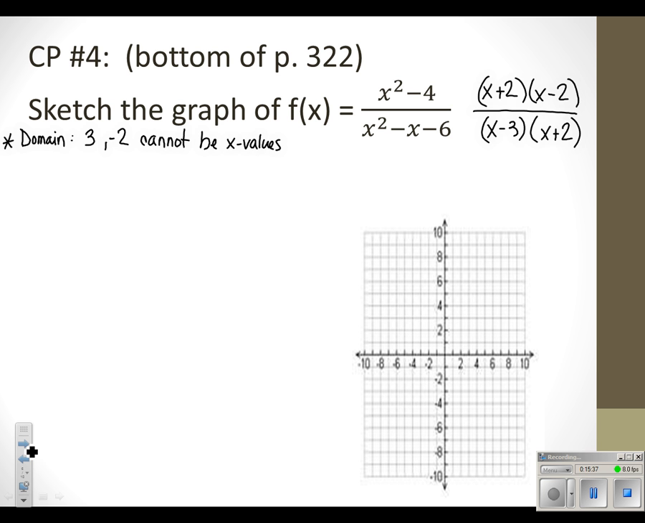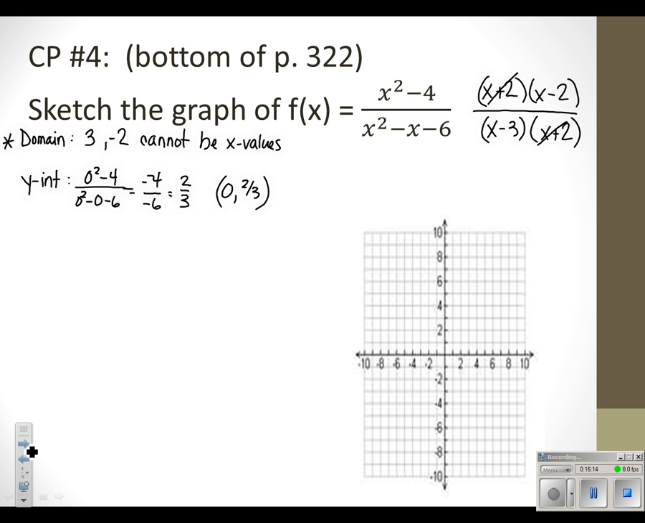Now, take a look at our factored function. We can do some reducing this time. So we're simply left with x minus 2 on top and x minus 3 underneath. So let's go ahead now and find our intercepts. If we put 0 in for x, we're going to get -4 over -6, or 2/3. So 0, 2/3 is the y-intercept.